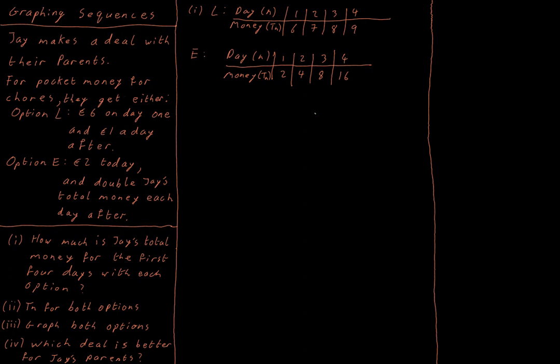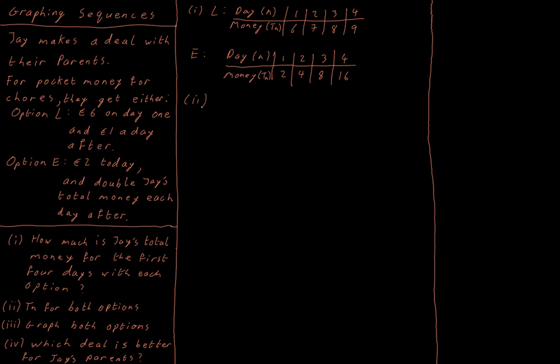So those are our two different situations, and we've drawn them as a table to try and keep track of them a little bit more neatly. But again, you can write these out just as lists to begin with. So you just have 6, 7, 8, 9, and 2, 4, 8, and 16. Now, that's our part one done. We can see how much money we get in total for each option.